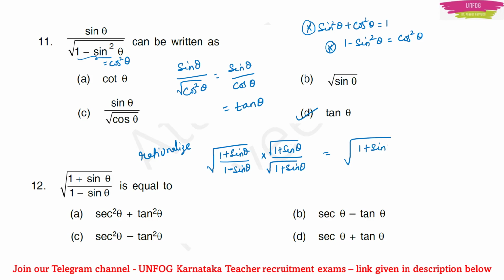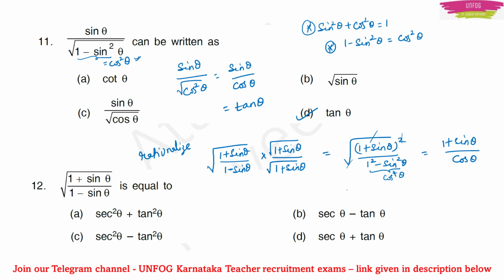So in this case, you will have (1 plus sin theta) whole square in the numerator, and in the denominator, you will have 1 minus sin square theta. It is in the form (a plus b) into (a minus b), which is a square minus b square. Now in the numerator, the square and the square root will get cancelled. And in the denominator it is cos square theta. So in the numerator you will have 1 plus sin theta, and in the denominator you will have cos theta, because that square also will get cancelled with the square root.